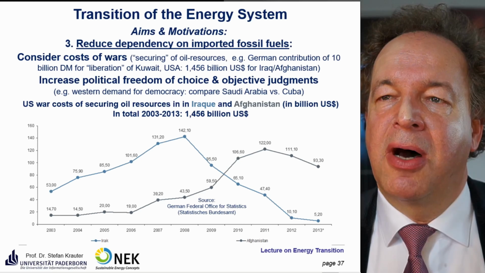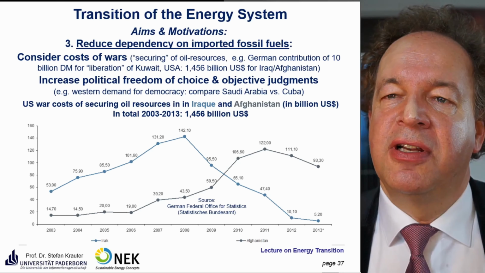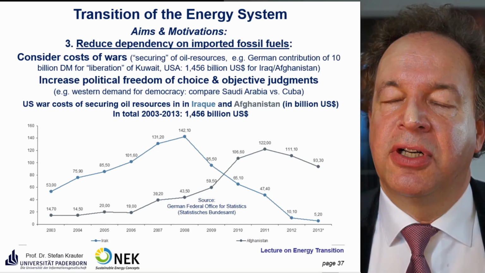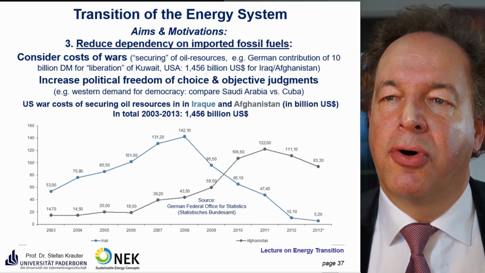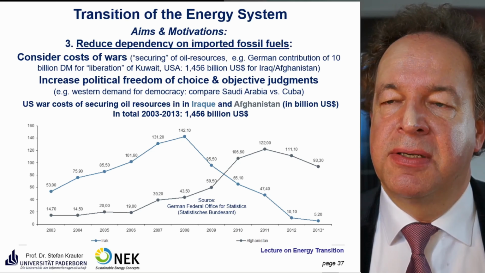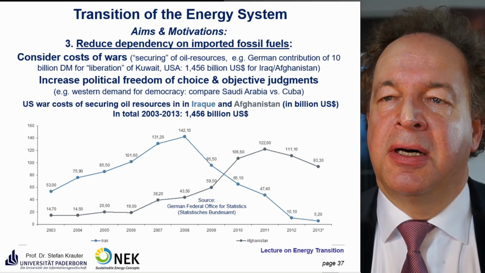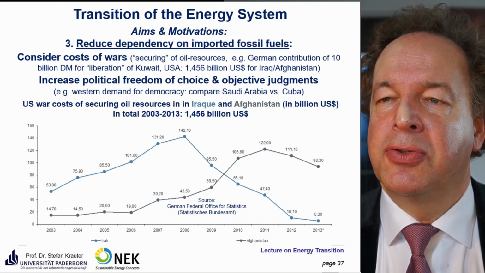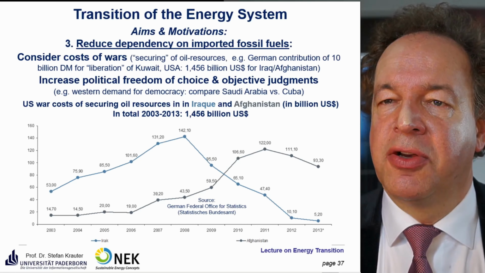Germany contributed about 10 billion German marks for the liberation of Kuwait. The US spent a really large amount of money for the wars in Iraq and Afghanistan, about 1,556 billion US dollars. This was, as I mentioned already, a share of the money that would have been necessary if you want to set up a global solar energy supply.